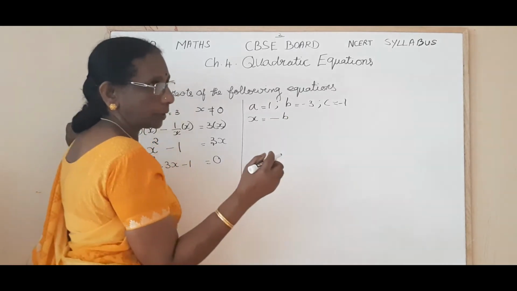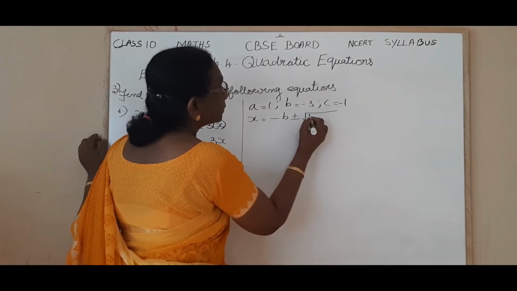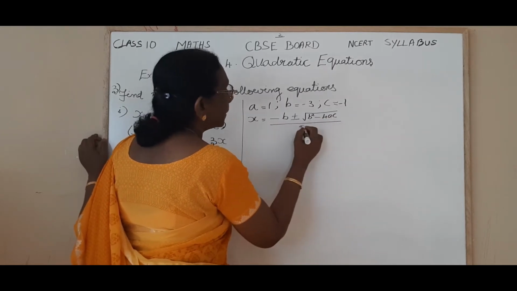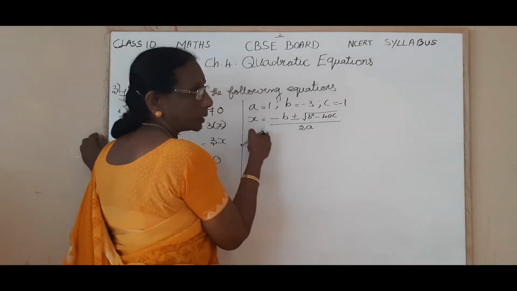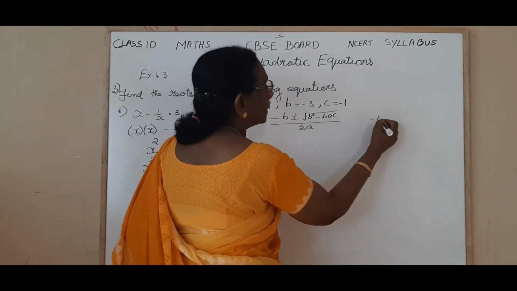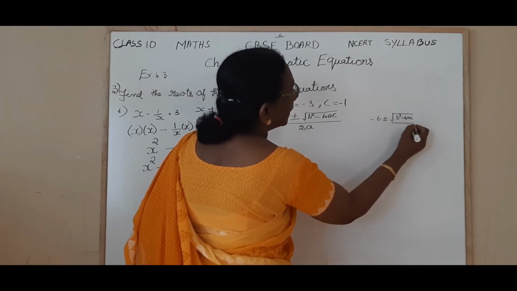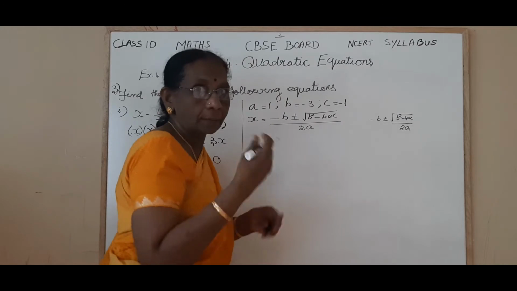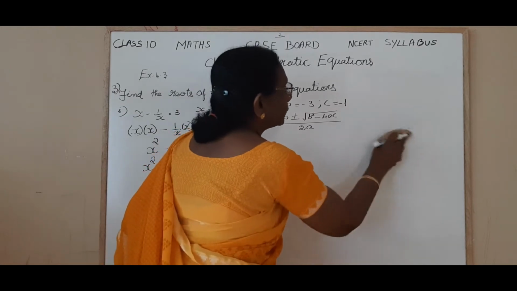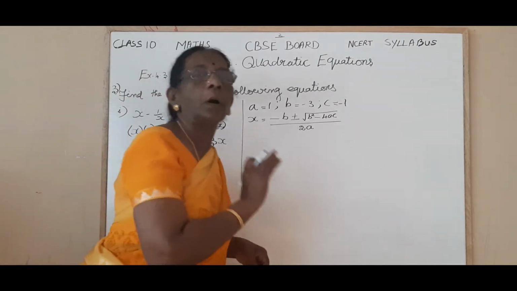When you are writing the formula, you should be very careful. Plus or minus root of b squared minus 4ac, the whole divided by 2a. Very important, children. It's a common error. In a hurry, the children will write minus b plus or minus root of b squared minus 4ac by 2a. That is, in a hurry, you may make a mistake. So you should be very careful. It's a common mistake done by the children, so you should not do this common mistake.